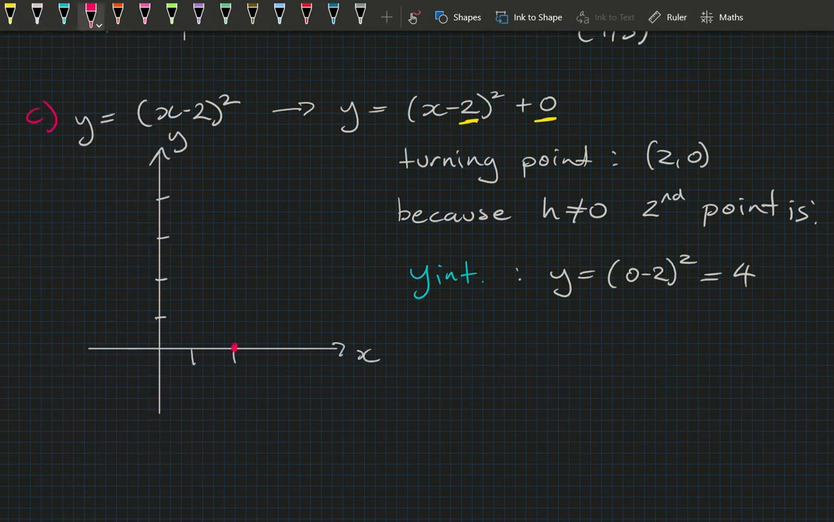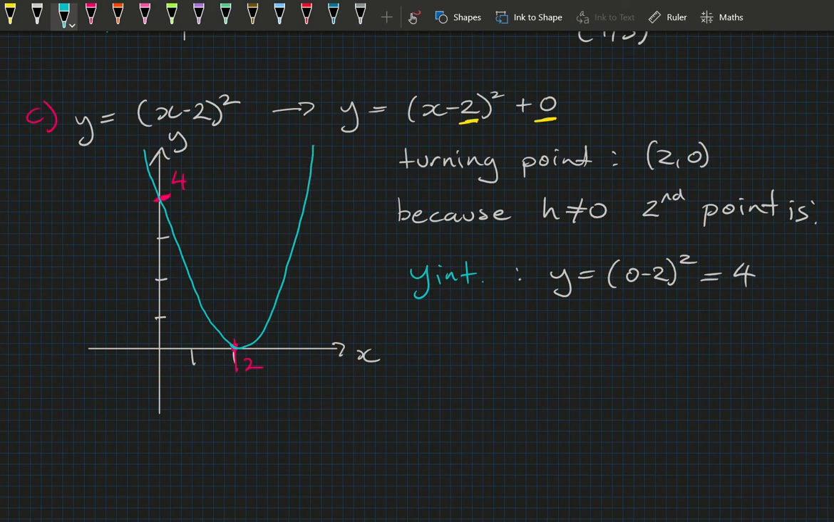So we've got our turning point at (2, 0), and our second point is going to be the y-intercept, 4. So we can draw one side of the parabola, and by symmetry the other side is like so. Well, that's still terrible, isn't it?